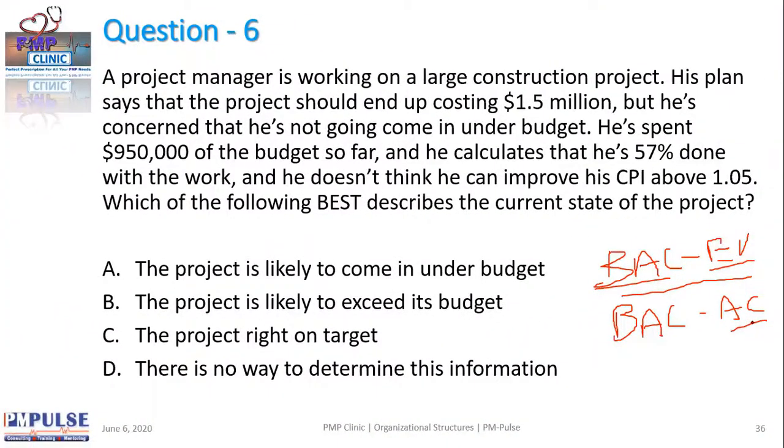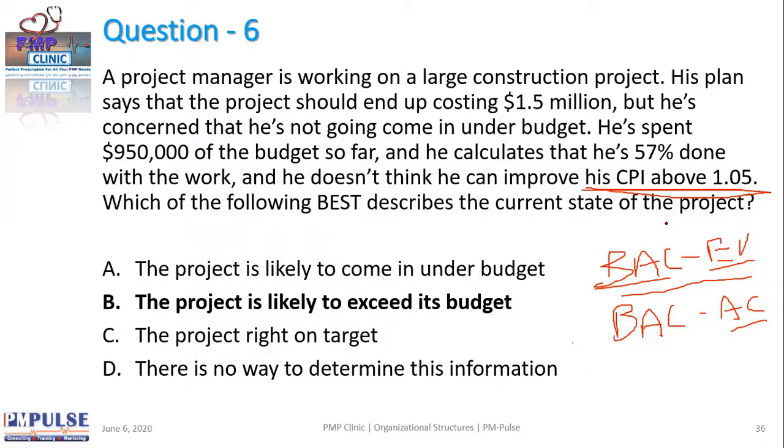Right? So this question looks easy, and this is where people get it quite wrong, right? So let me show you the answer, because some of us are struggling with it. And the answer is the project is likely to exceed its budget. It's different from the answer that you guys thought it is. Why? Because remember this, that you cannot improve. It's already told you that you cannot go beyond a CPI of 1.05.